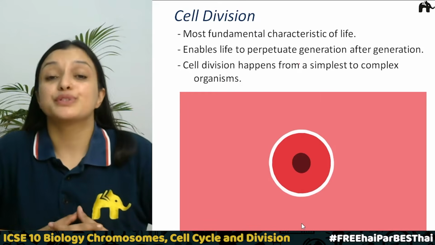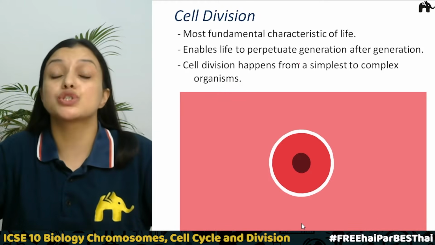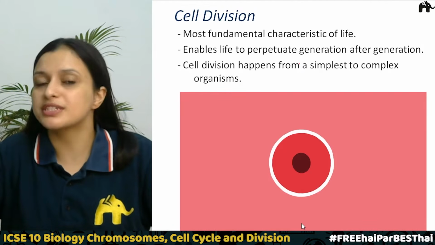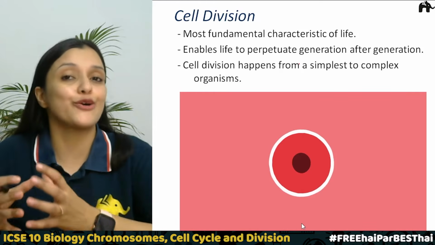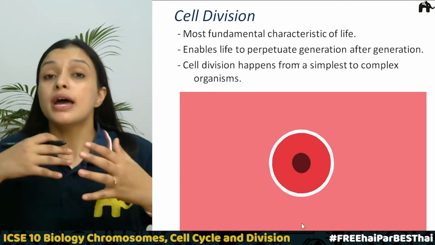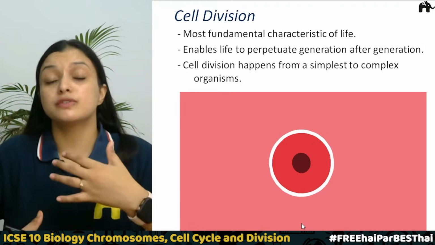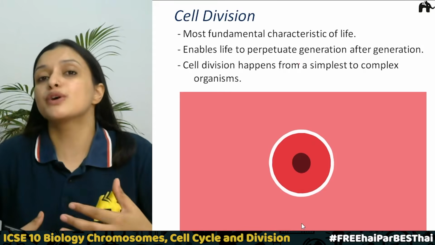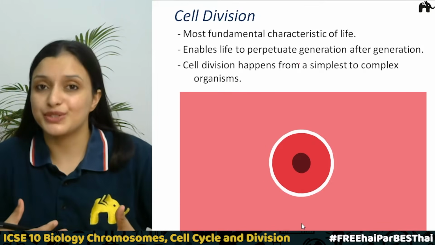So starting with the first topic of the chapter, that is cell division. Cell division is the basic and important characteristic of life. It is the fundamental characteristic of life. As we see generations after generations, this is possible only because of cell division. When the cell divides, the life continues.